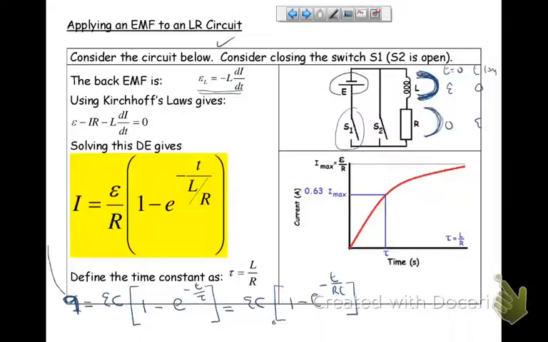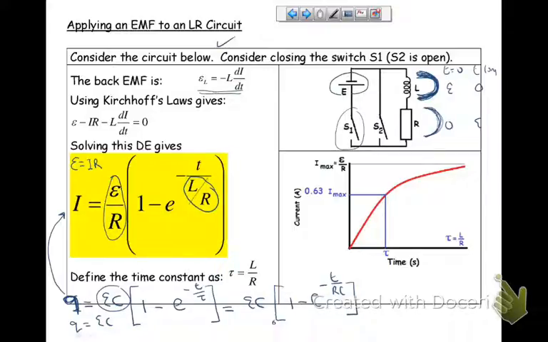So rather than Q, we have I. The maximum possible I: we had E equals IR, whereas down here we had charge equals VC. So this is the maximum current flow, and this is the maximum charge. And it's modified by this term, which gives you the curviness to it. It's 1 minus e to the minus t over, and in this case, the time constant is L over R. So rather than RC, we have L over R.